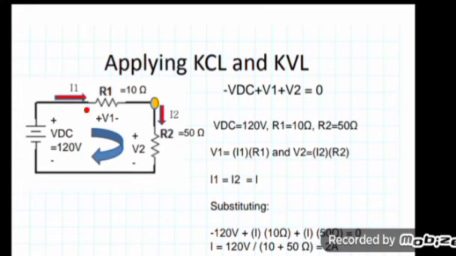Then V of DC will be equivalent to V1 plus V2, as we have found the value of V1 is 20 volt and V2 is 100 volt. So 100 plus 20 is equivalent to 120 volt, and it is equivalent to the voltage source.